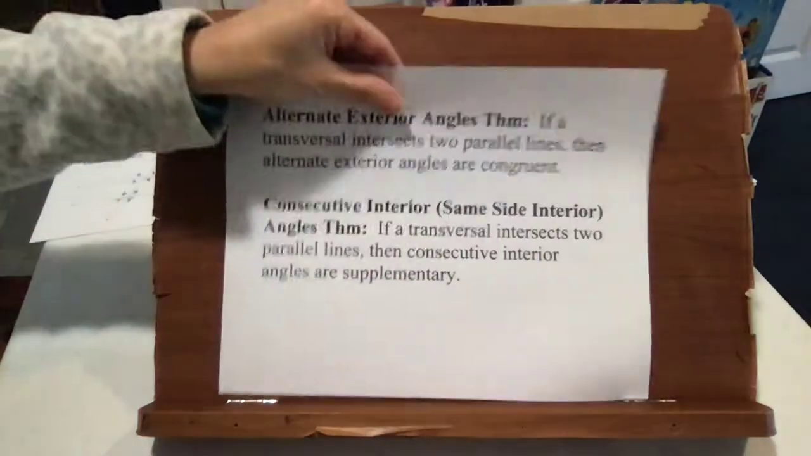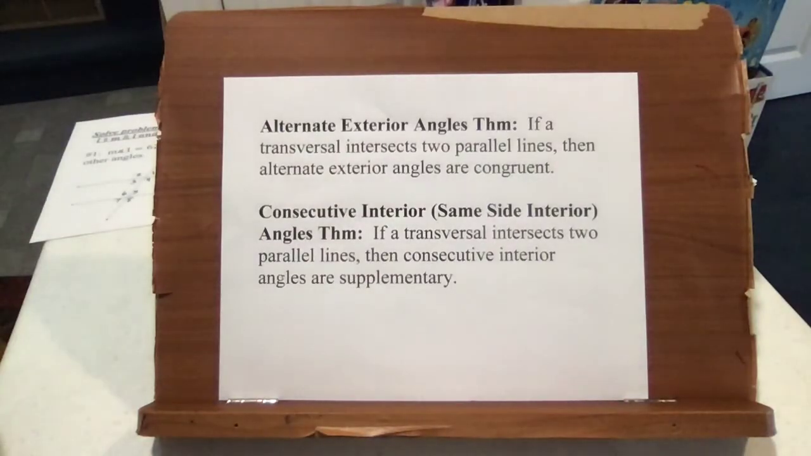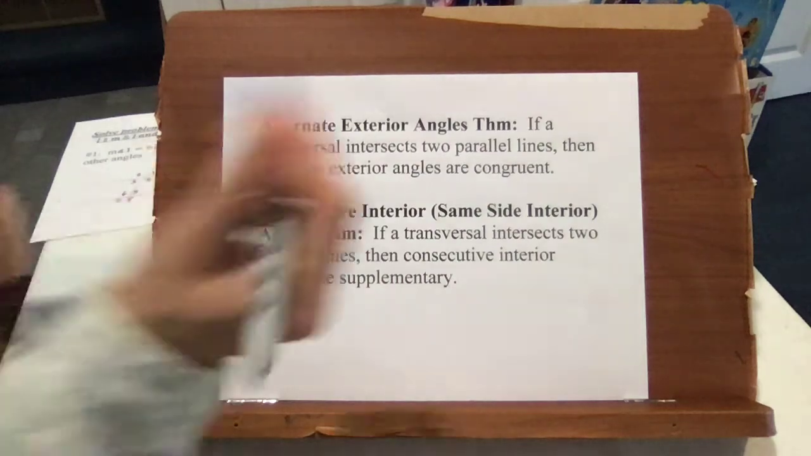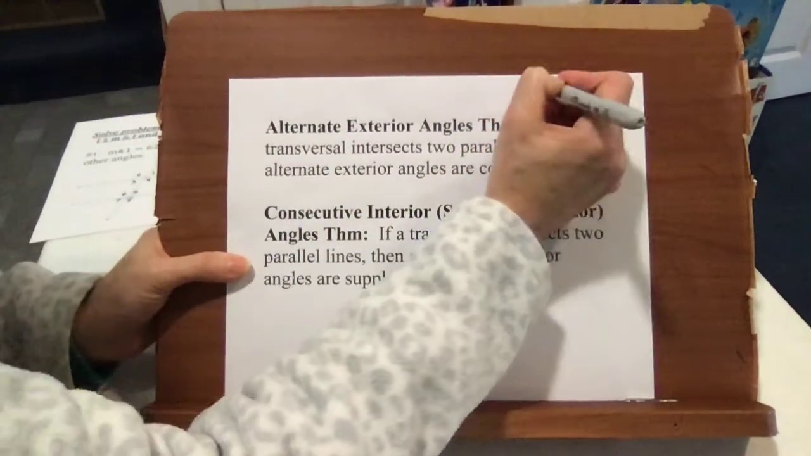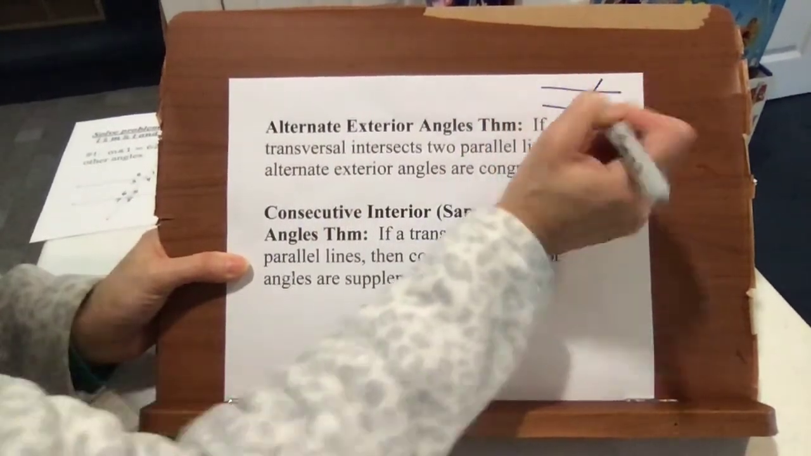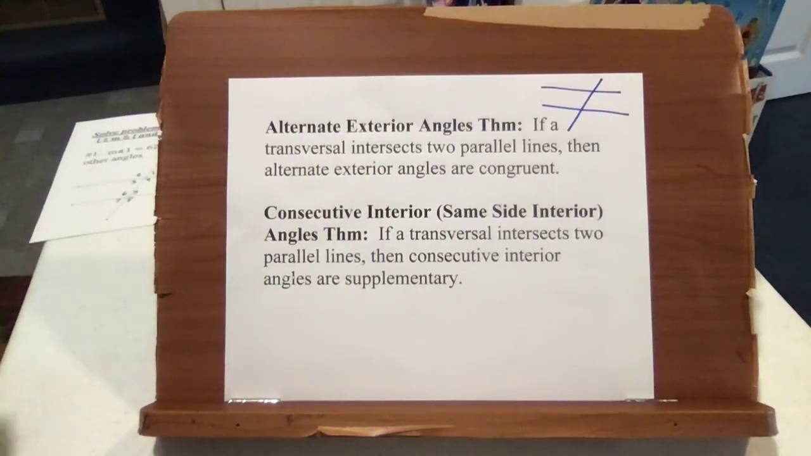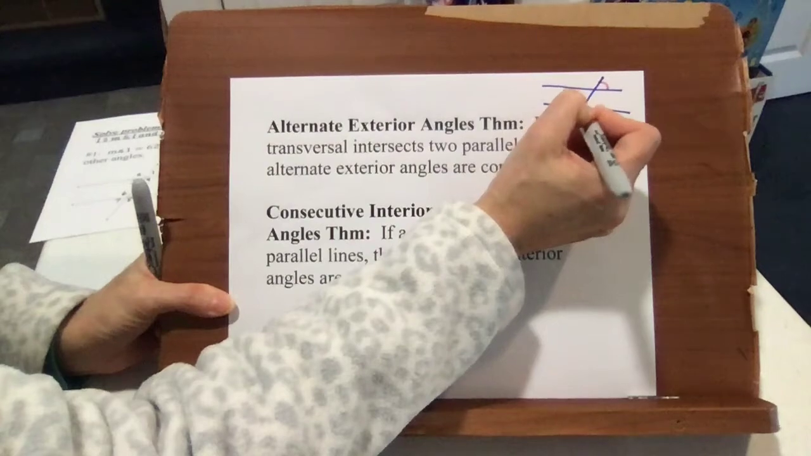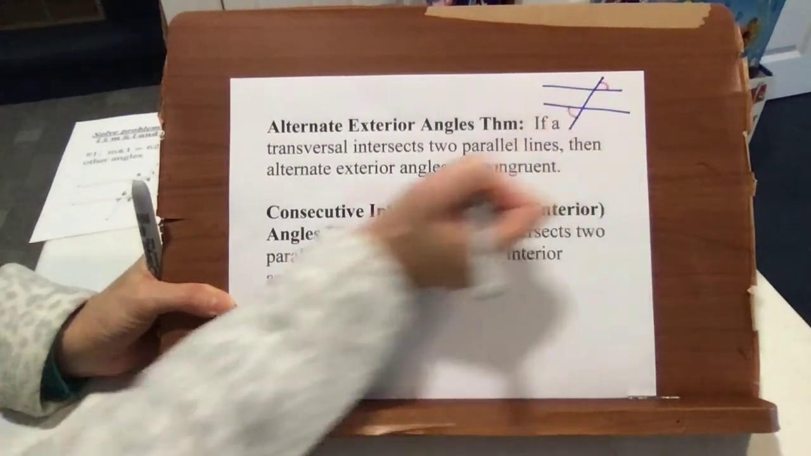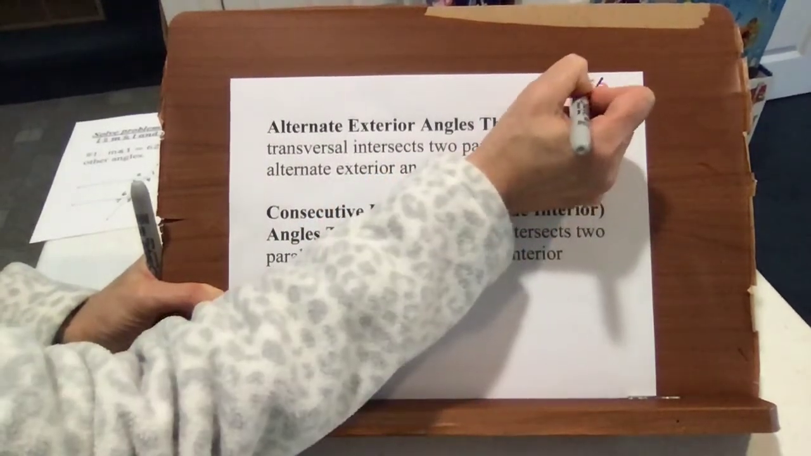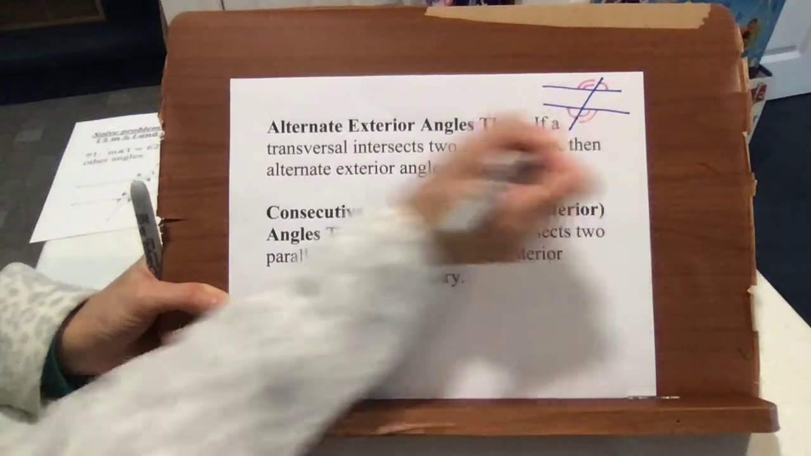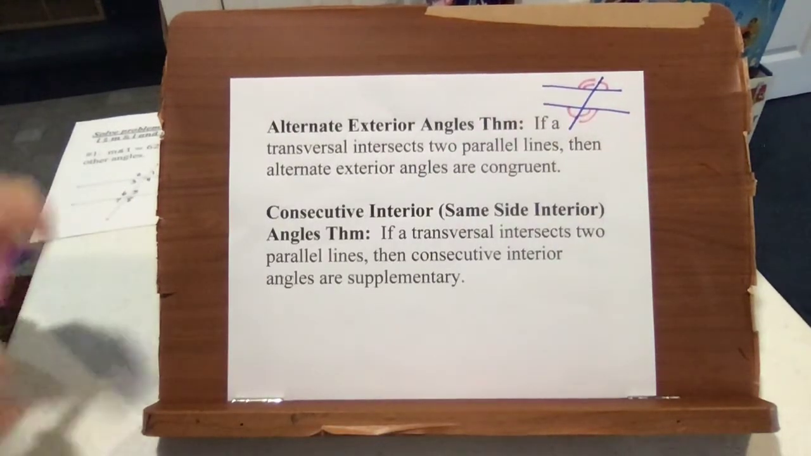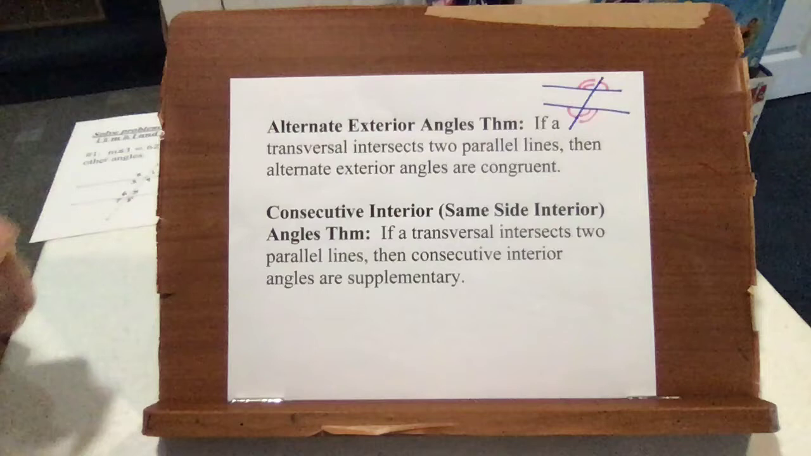Alternate exterior angles theorem: if a transversal intersects two parallel lines, then alternate exterior angles are congruent. We'll make ourselves a little picture here. We'll make our transversal go this way. Alternate exterior angles are congruent. Again, I don't need the name of the angle; I just need to know where they are. These angles are congruent. These angles, with the double tick mark, are congruent. And they're not congruent to the ones with the single tick mark.